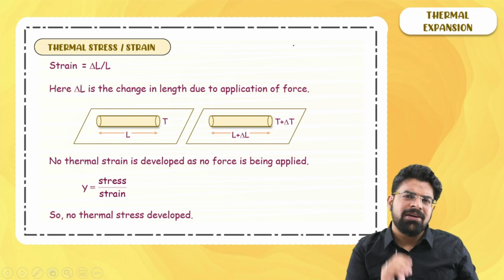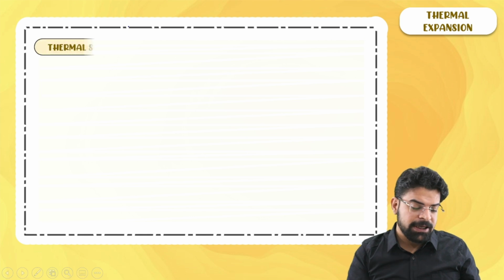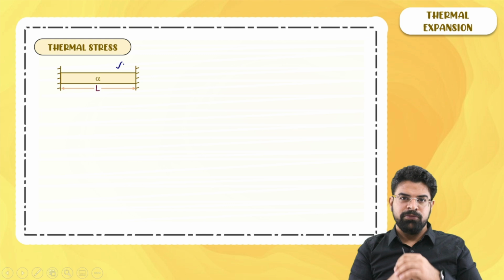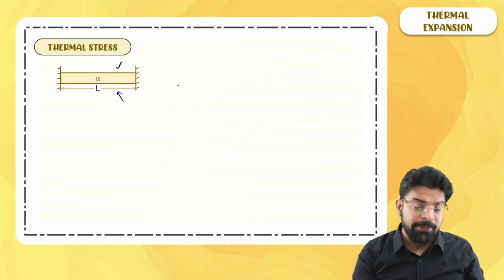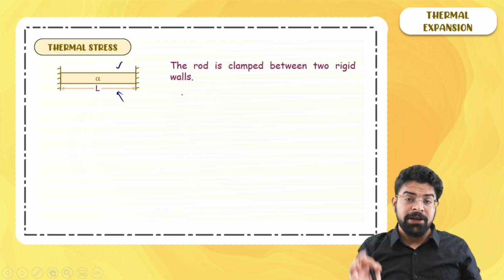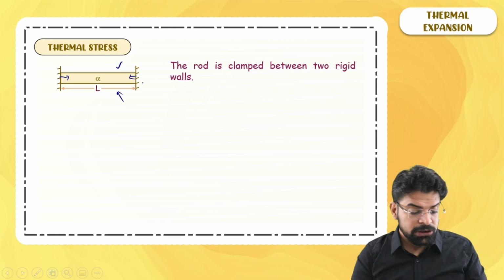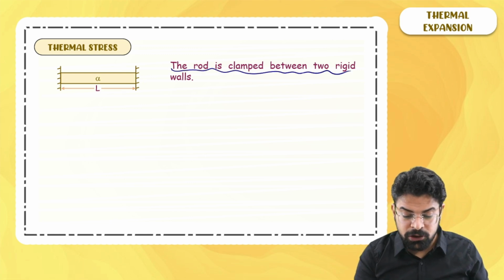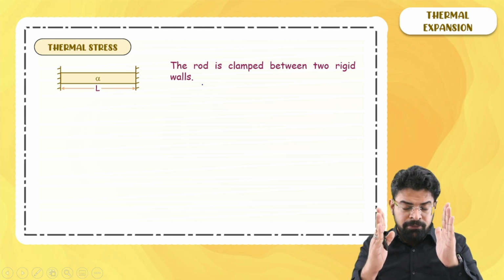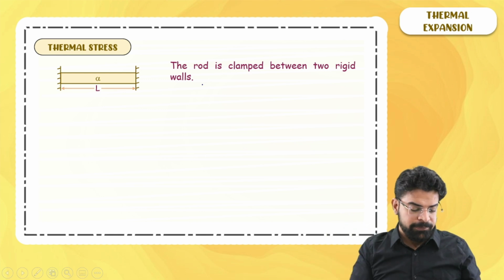But sir, we have learned a topic of thermal stress. That is for a special case. The special case goes like, if the rod is fixed between two walls. Now if you increase the temperature, the rod will try to expand, but it won't be able to expand because of the force due to the fixed supports. So the rod is clamped between two rigid walls. Now if you increase the temperature of this metal rod, it tries to expand, but because of the force from the wall, it can't expand.